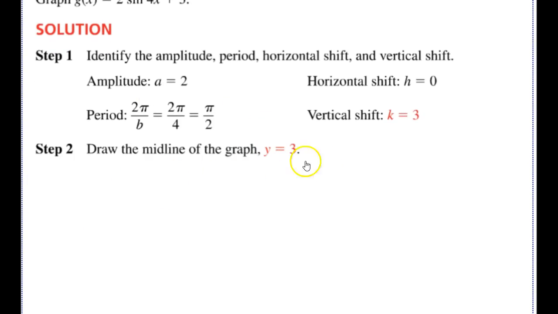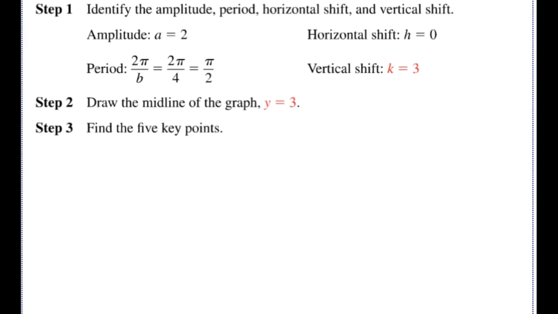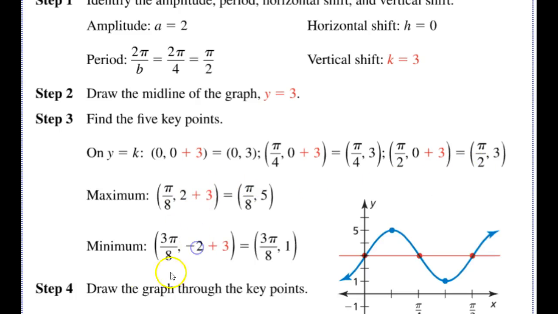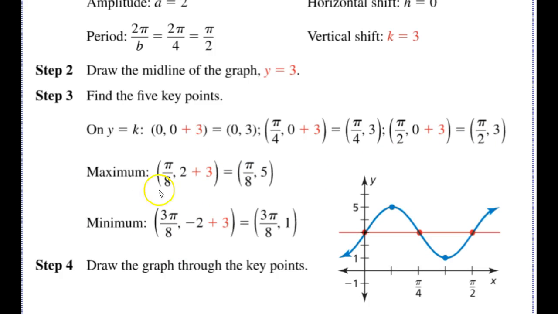Okay, so now I have to draw the midline of that graph at this k value. Okay, and then I find 5 key points. So what I do is I go ahead and on this y equals k, I plug in some of my points and find these new points. So I find some maximum and my minimum, and then I draw my graph, right? So I have to find a maximum and a minimum and 3 intersection points, right? That's what we're looking at here, okay?